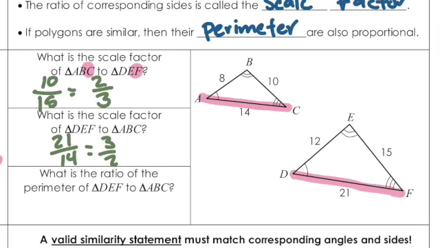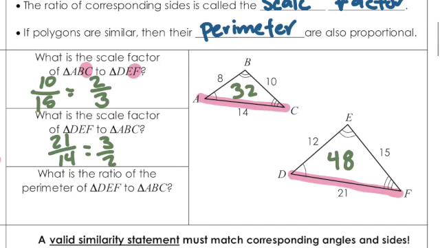Remember we said if polygons are similar, then the perimeters are also proportional. So let's see what the ratio of the perimeter of triangle DEF to triangle ABC is. Remember we find perimeter by adding up all the sides, right? So if we did 12 plus 15 plus 21, we get the perimeter for triangle DEF as 48. And then we find the perimeter of ABC, we would do 8 plus 10 plus 14, which is 32. Now, again, order matters. They listed triangle DEF first, so I'm going to put that up top.